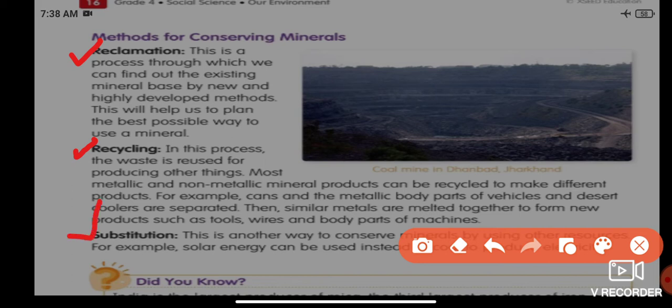Similarly, the substitution method. Reclamation, recycling, and substitution. Please remember that. Reclamation, let me repeat again. This is a process through which we can find out the existing mineral base by new and highly developed methods. This will help us to plan the best possible way to use a mineral instead of wasting.